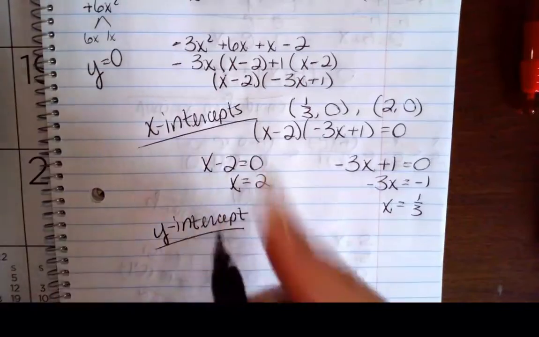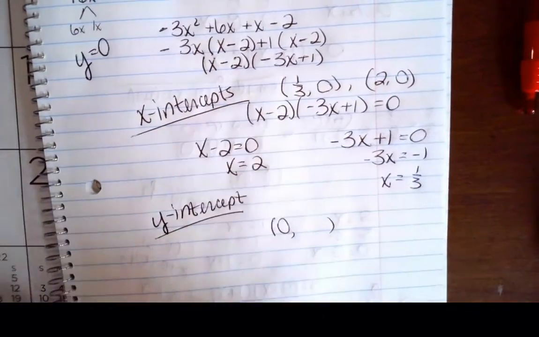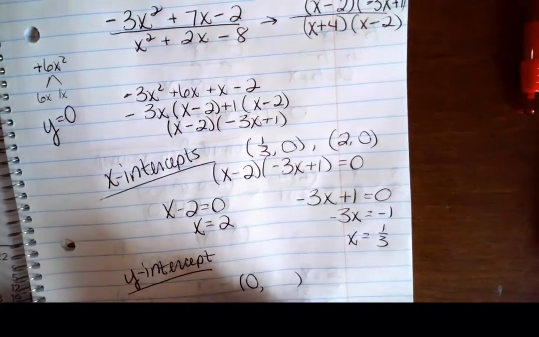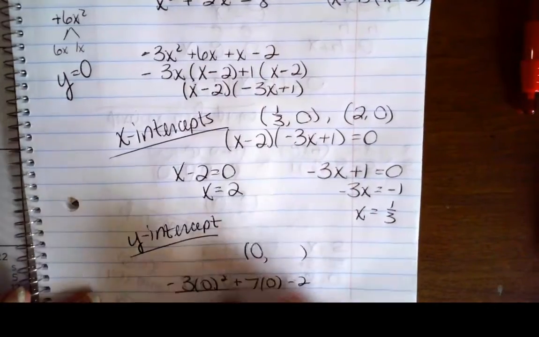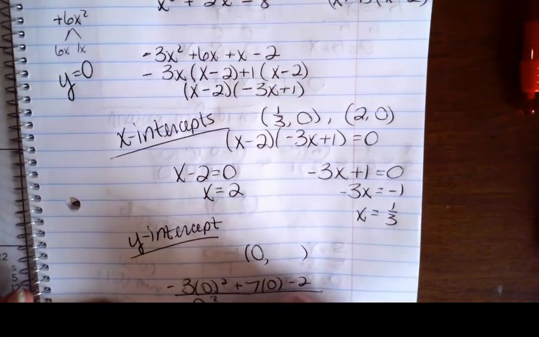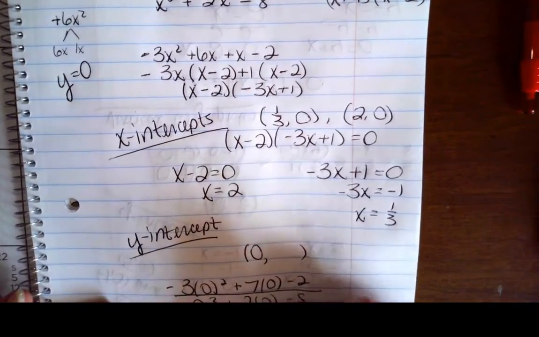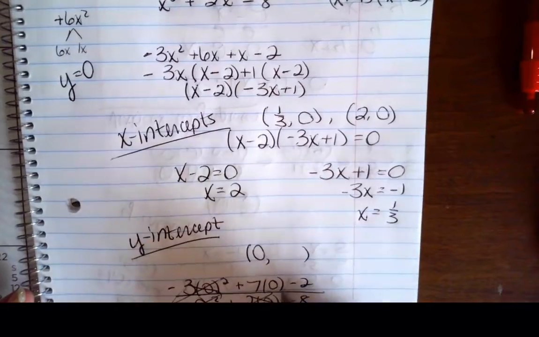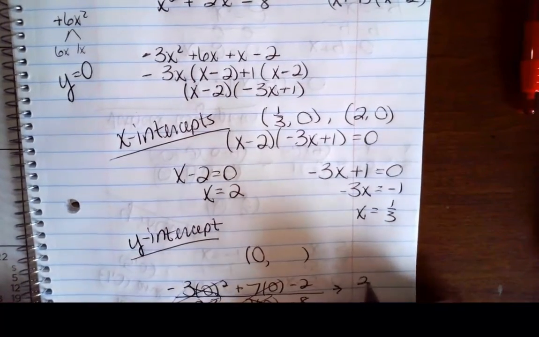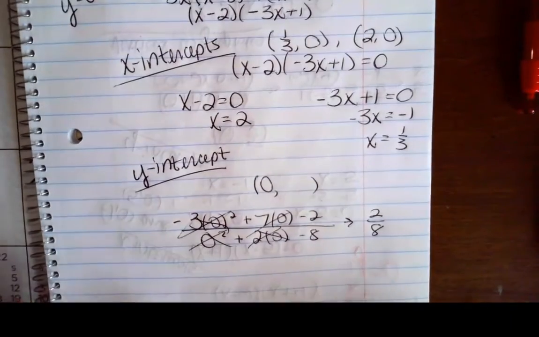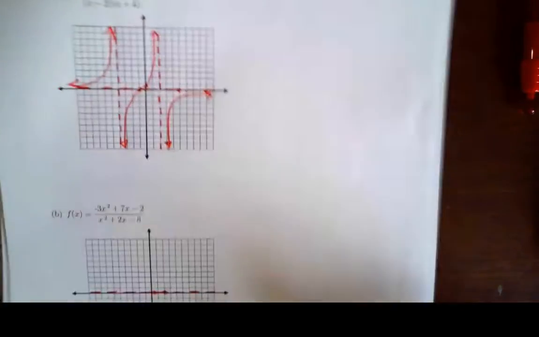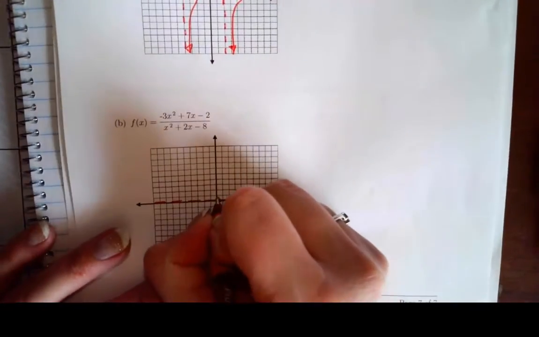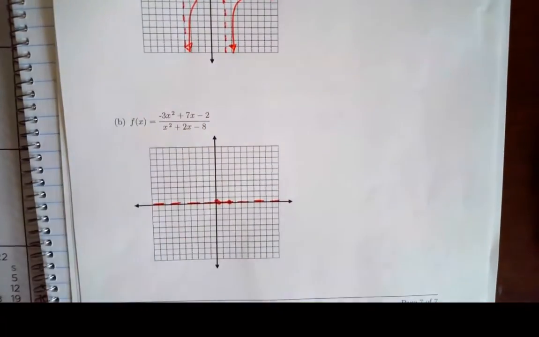So let's look at our zeros. Meaning, you're like, hopefully, she just said zeros. Yes, but I meant I'm going to shove a 0 in, and I'm going to see what pops out. So if I do it in this one, I'll get -3 times 0 squared plus 7 times 0 minus 2 over 0 squared plus 2 times 0 minus 8. So those all go to 0, so I'm left with -2 over -8, which is positive 2/8, which is 1/4. So I've got a y-intercept at positive 1/4. Good heavens to Betsy, this is really tight.